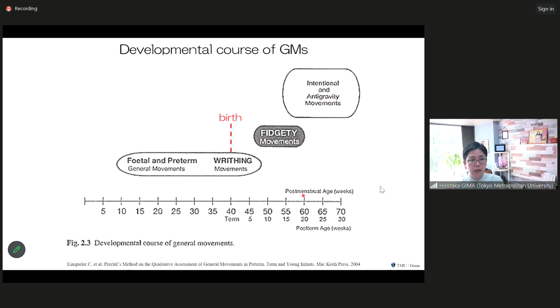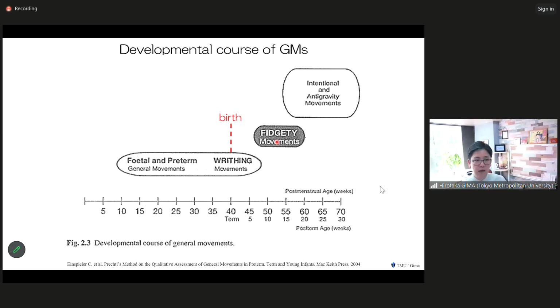This slide shows the developmental course of GMs. From birth until the end of the second month of life, GMs have a rising quality characterized by small to moderate amplitude and speed. Thereafter, GMs occur as so-called fidgety movements, which are characterized as small continual movements of moderate speed and variable acceleration of the neck, trunk, and limbs in all directions.